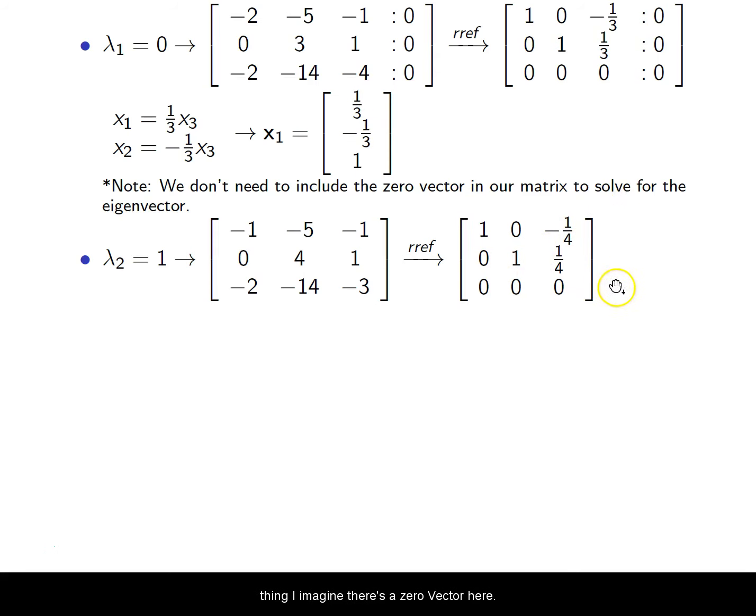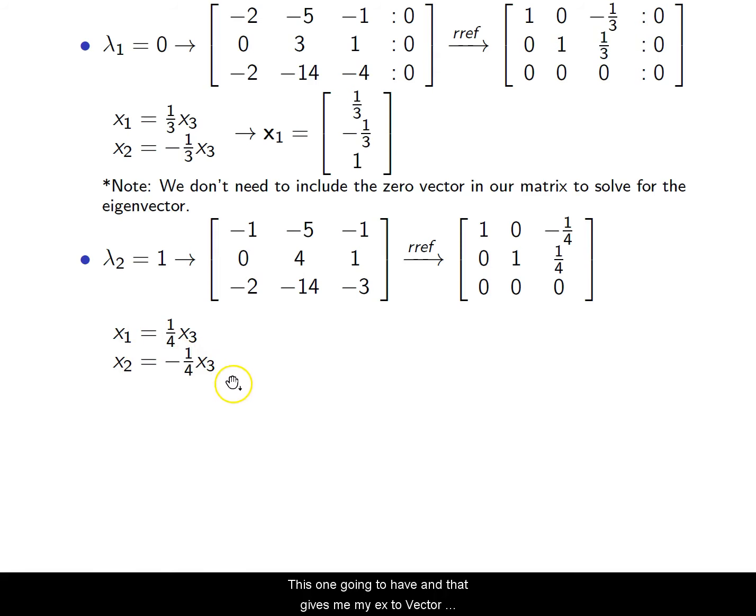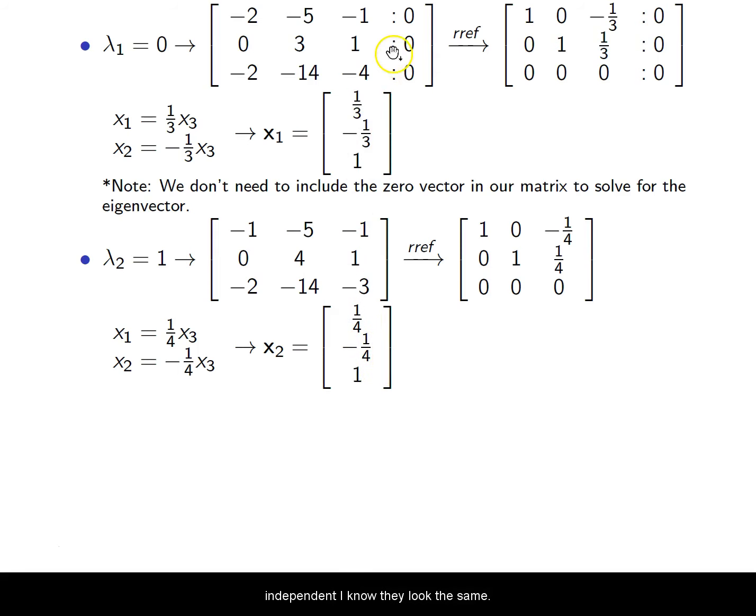So it's going to be the same thing. I imagine there's a 0 vector here. My x1 will be the opposite value of what I see. My x2 will be the opposite value of what I see. Okay, so this is what I'm going to have, and that gives me my x2 vector that's similar in form to this. Notice that they are linearly independent. I know they look the same, but these are not multiples of each other. There's no way for me to multiply this by anything to get this thing out. They are not constant multiples, and they should be linearly independent.